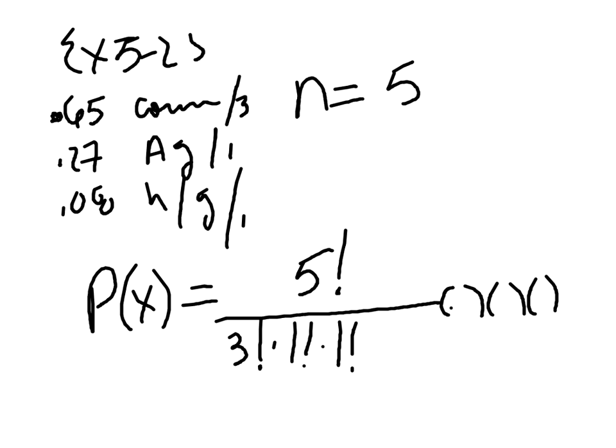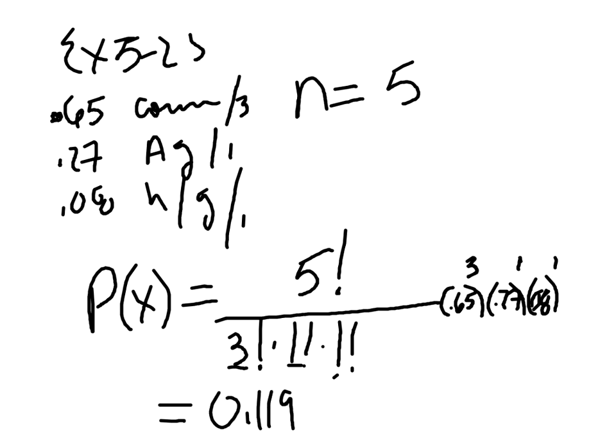So again, I'm going to write 0.65, that was our first probability. Then I'm going to write 0.27 as our second probability. And then I'm going to write 0.08 for our third probability. Okay, and the exponents here will be respectively 3, 1, and 1. Now the answer, which I worked out on my own beforehand, and it came out correct with the book, is 0.119, or about 11.9% that the breakdown would be as they described.